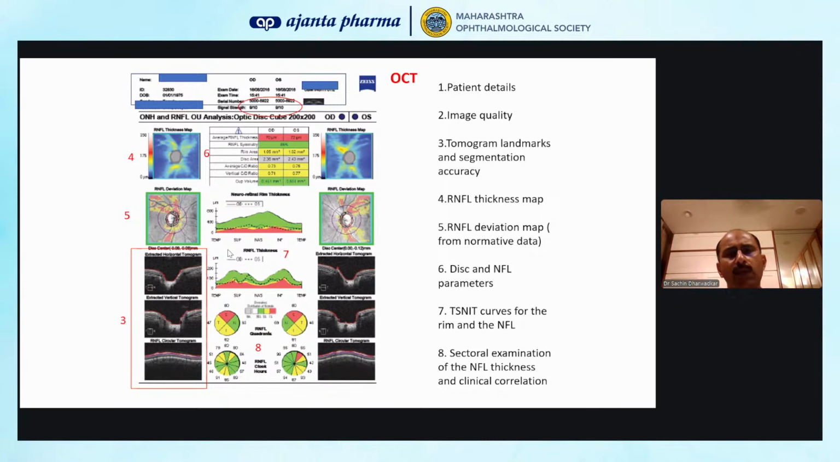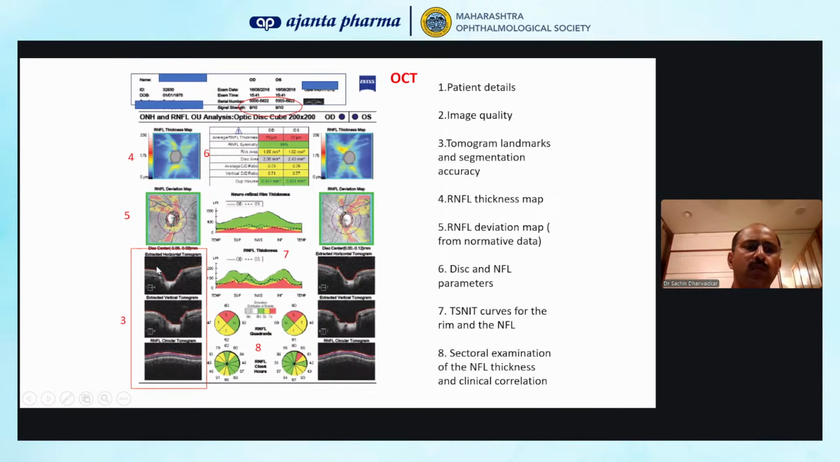And having said that, if you have an imaging problem, then imaging is not a good modality at all. As in, if you have imaging artifacts or if you have imaging issues because of media opacities, then it's better to avoid imaging if it is giving you artifacts. Besides that, the most important scans are this number 3, because if these are not good, then all your other analysis goes for a toss.